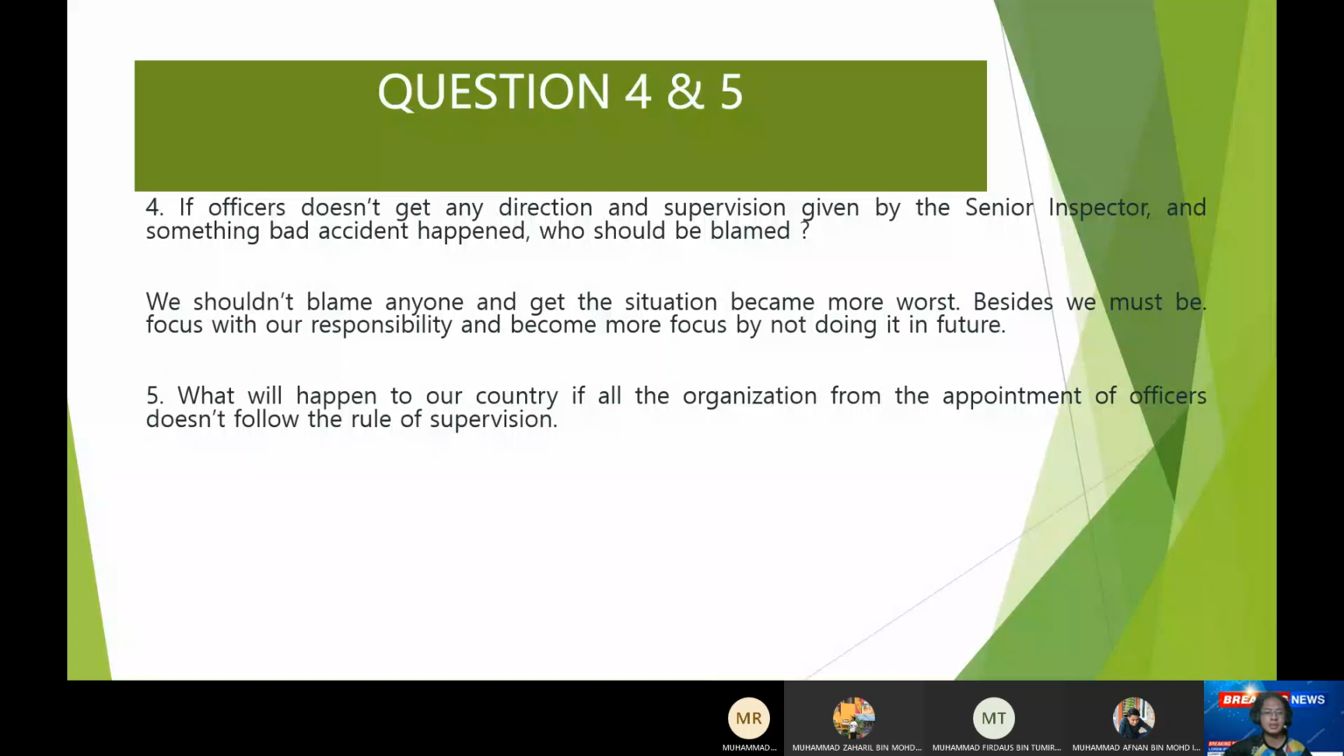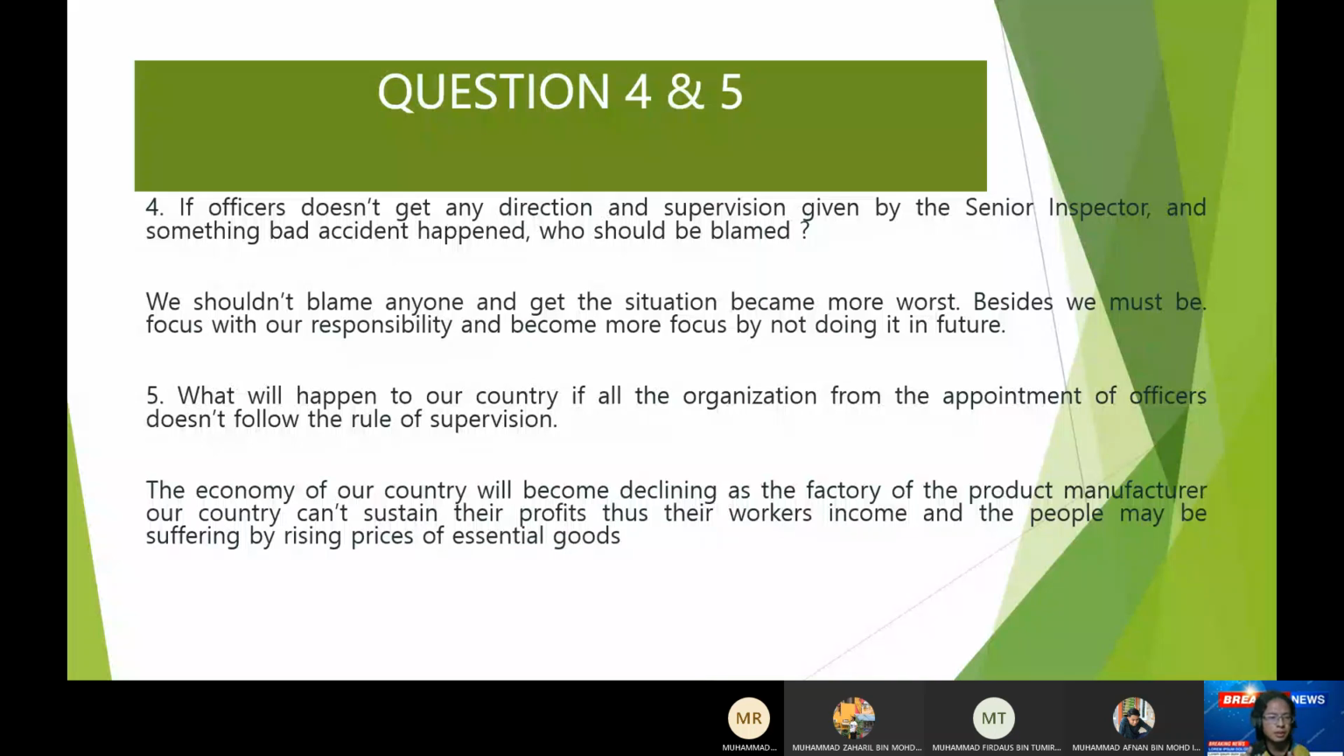So, for my answer to this question, in my opinion, this situation will affect the economy of our country, which will decline, as the factory and product manufacturers in our country cannot sustain their profit. They may lose their workers. Thus, the workers' income will suffer and people may be suffering from the rising price of essential goods, such as their basic needs. They must think that they must pay for their family, tuition, their bills, their home, their car, and so many more.